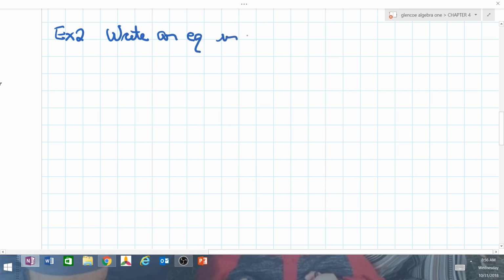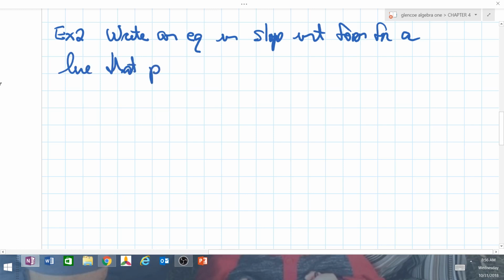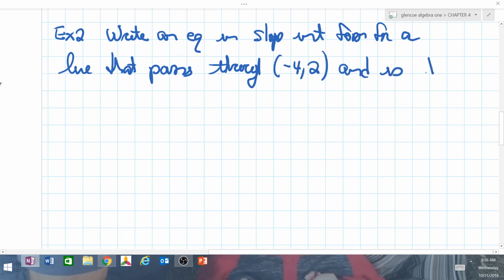Write an equation in slope-intercept form for a line that passes through -4, 2, and this symbol here means perpendicular. Do you all understand that? And is perpendicular to 2x minus 3y equals 9. So let me give it to you step by step. Step number 1.